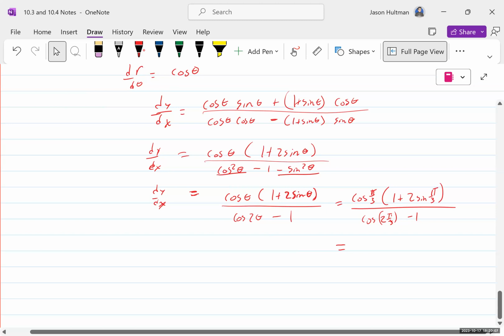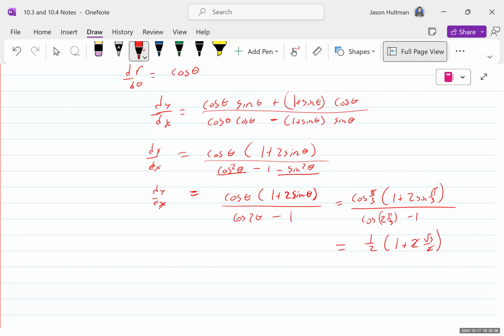Okay, so cosine of pi over 3, I believe that's 1/2. So that's 1/2 times 1 plus 2 times the sine of pi over 3, which is radical 3 over 2. That just becomes 1/2 times 1 plus radical 3, all over cosine of 2 pi over 3. Well, cosine of 2 pi over 3 is, let me think about that for a second. Isn't it just negative 1/2? Yeah, negative 1/2.